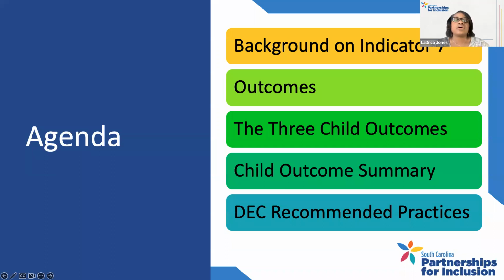Today's agenda. We're going to talk about the background on Indicator 7, outcomes, the 3 child outcome summary, and the DEC recommended practices. If you have any questions, please use the Q&A chat box and our team will address what we can during the presentation. We may have to get back with you afterwards if your question is specific to your situation, or if we feel like we need to check in with our Office of Special Education 619 representative. But please be sure we will do everything we can to answer all of your questions.